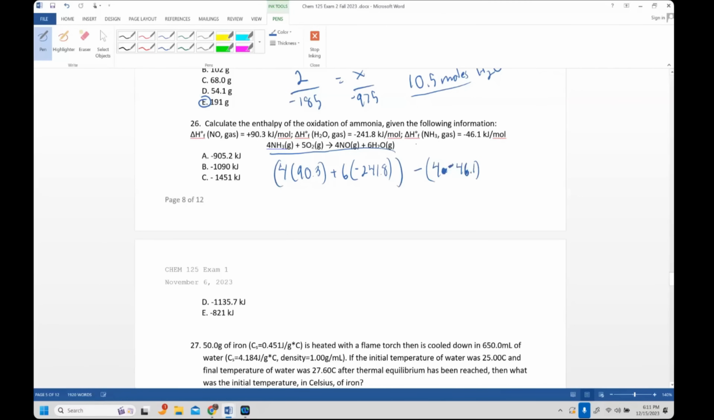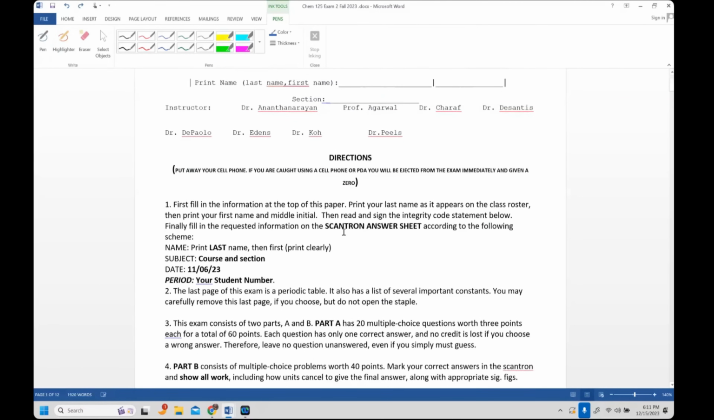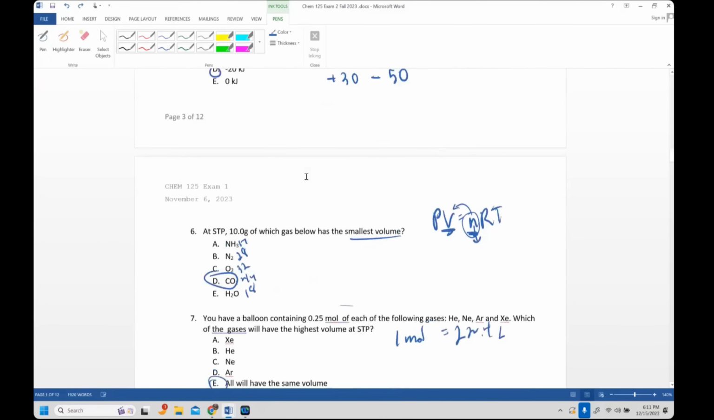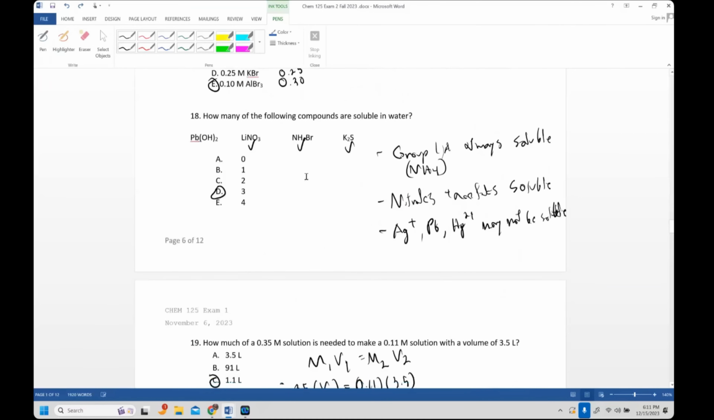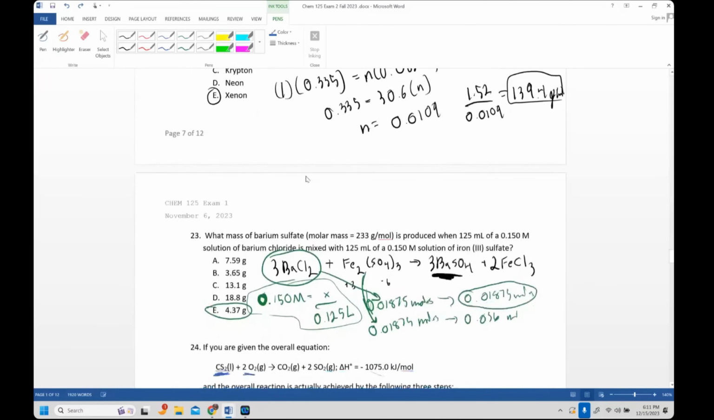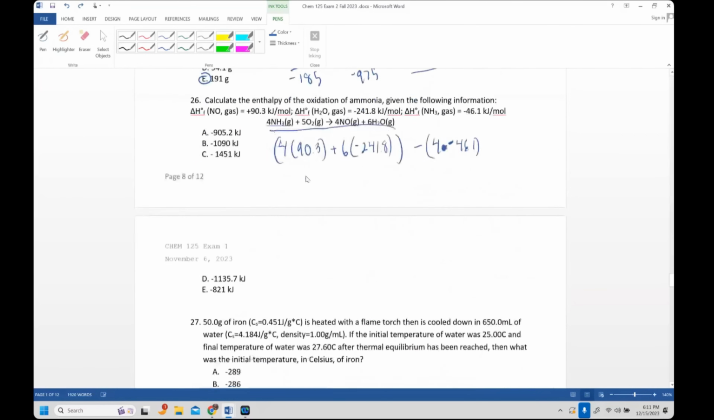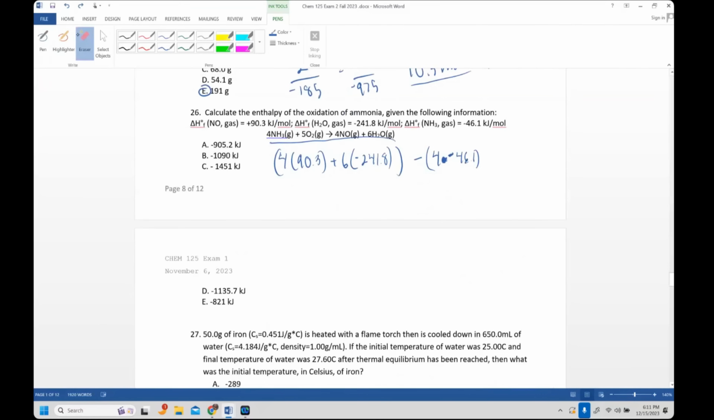I messed up. Oh, what did I do? Okay, so let me just erase. I just wrote it weird. All right, so okay, let's see. Now my cat is trying to bite the pen as I'm writing.